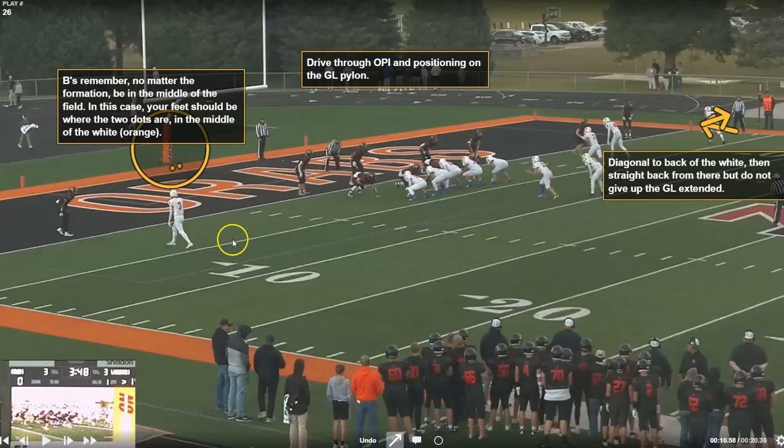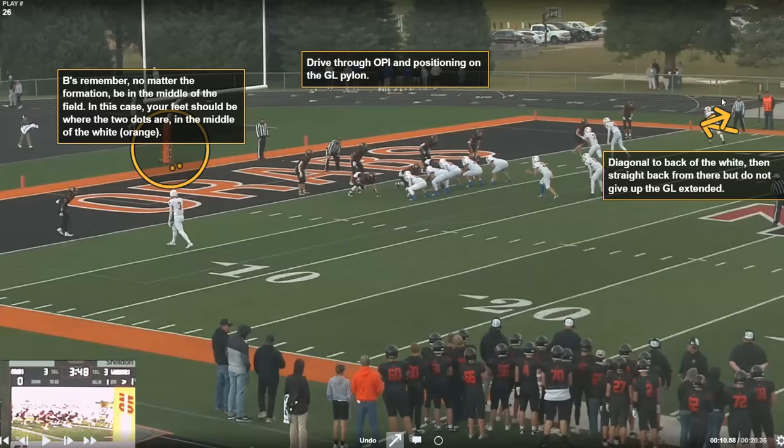Okay, next play. Back judges, remember, no matter what the formation is, you should be in the middle of the field. And in this case, you would be in the middle of the white back here. So that's where your feet should be, right where those two dots are. Don't shift over just because we have the strength of formation over here. So this is going to be a drive-through OPI. And we also want to talk about our goal line positioning here.